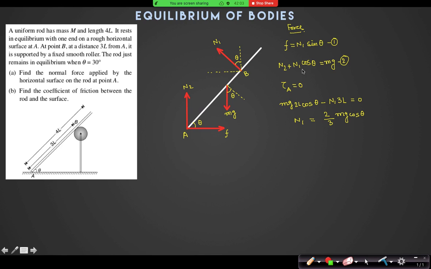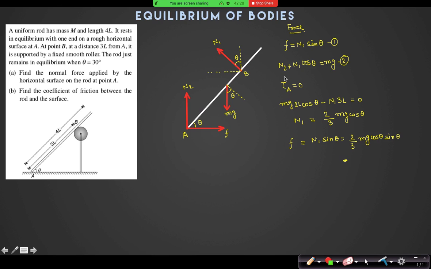So if I got N1, then what is the friction force? Friction force is equal to N1 sin theta. So that is 2 by 3 into mg cos theta sin theta. Sin theta cos theta is sin 2 theta by 2, so mg sin 2 theta by 3. Let it be theta, last I will put the value of theta.